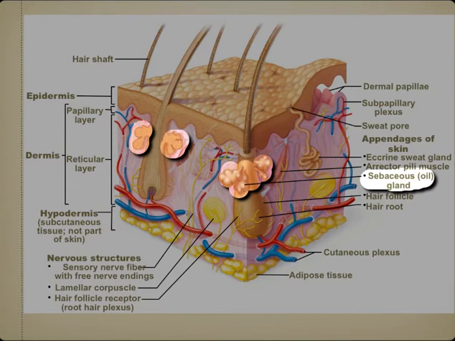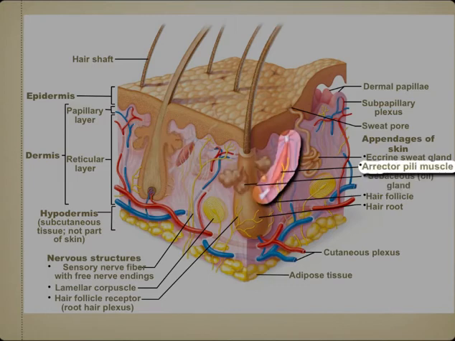These are sebaceous glands or oil glands. I'm going to highlight those actually in 2 places because you can see them sticking off the follicle here, but in the picture a little more to the left you see them in cross-section. Those are oil glands. They produce an oily substance known as sebum that helps to keep your skin moisturized.